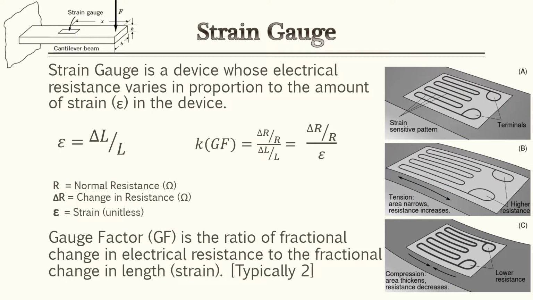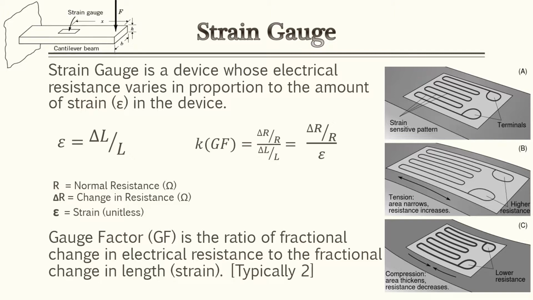The next transducer we'll go over is the strain gauge. The strain gauge is a device whose electrical resistance varies in proportion to the amount of strain on the device. So on the illustration to the right, you'll see an actual flat piece of metal, and it has two leads coming out the end. Well, as this metal or this mesh is being bowed or compressed, that will affect the resistance values.